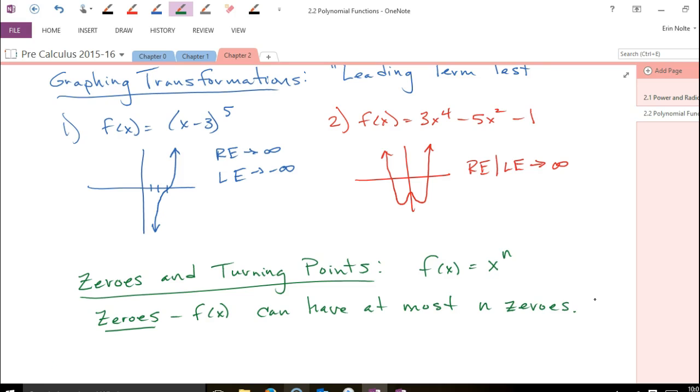Is it possible to have no zeros? Okay, so think about it: if I know that this function is a John Travolta, and the end behavior says one end goes up and the other end goes down, at some point, is it possible for this function to never cross the x-axis? No. Okay, so that means any odd function has to have at least 1 zero.